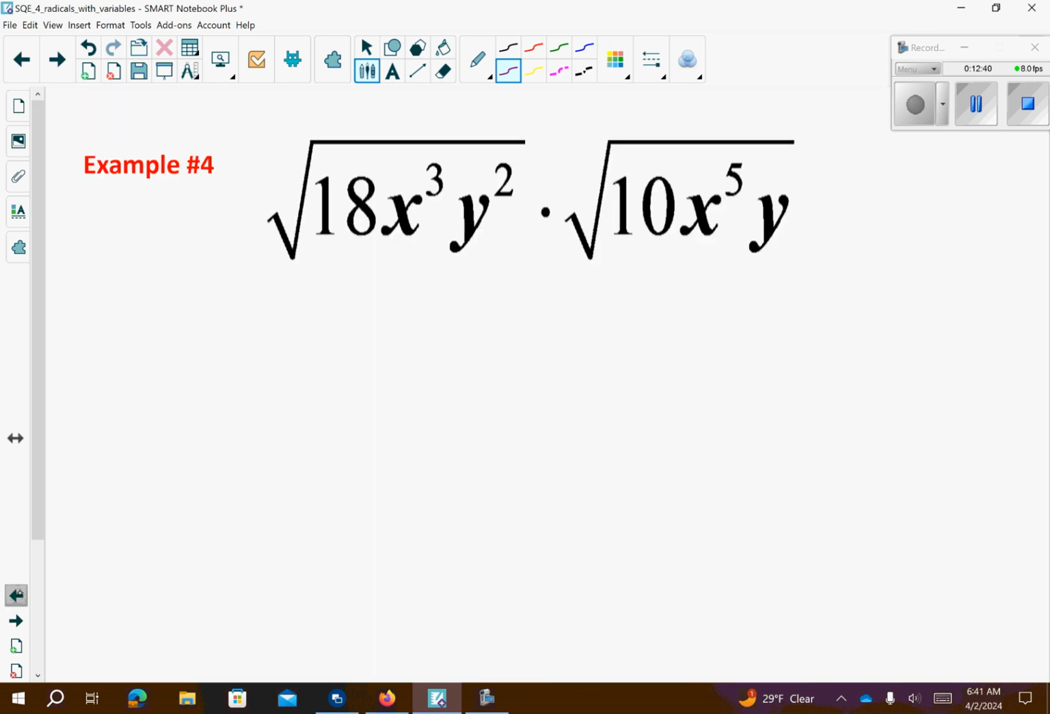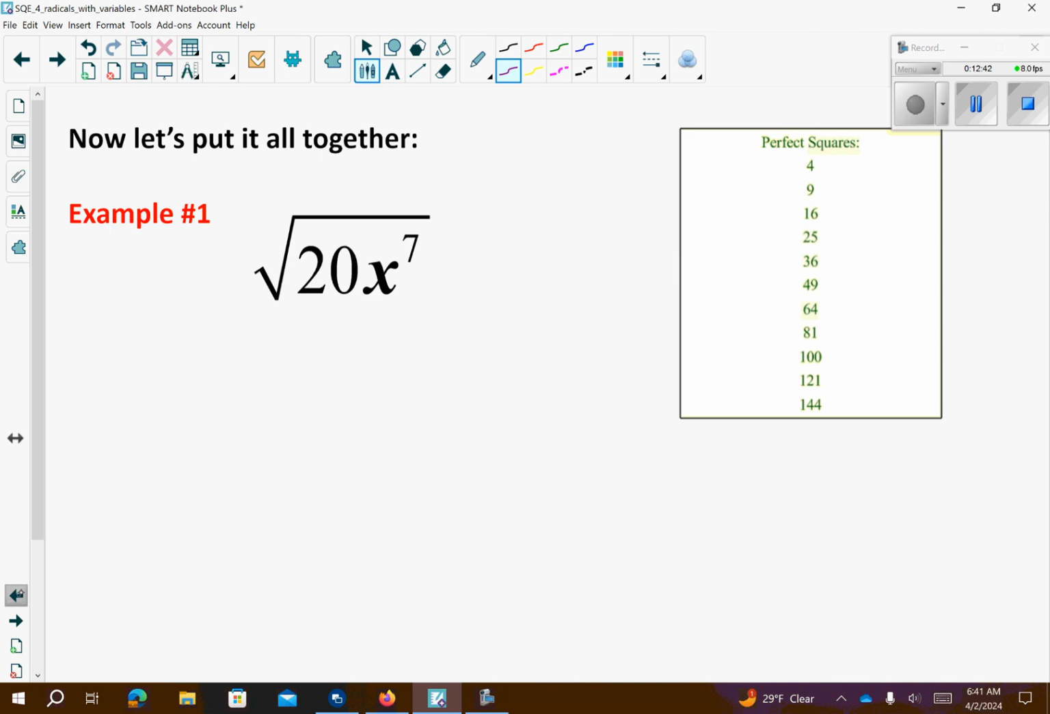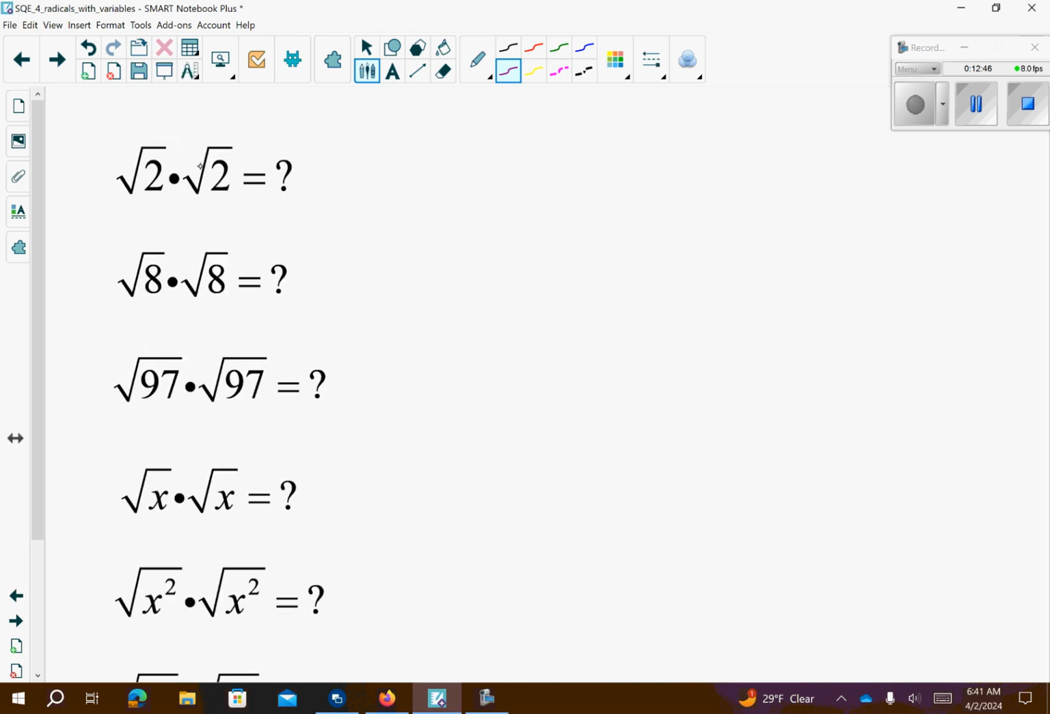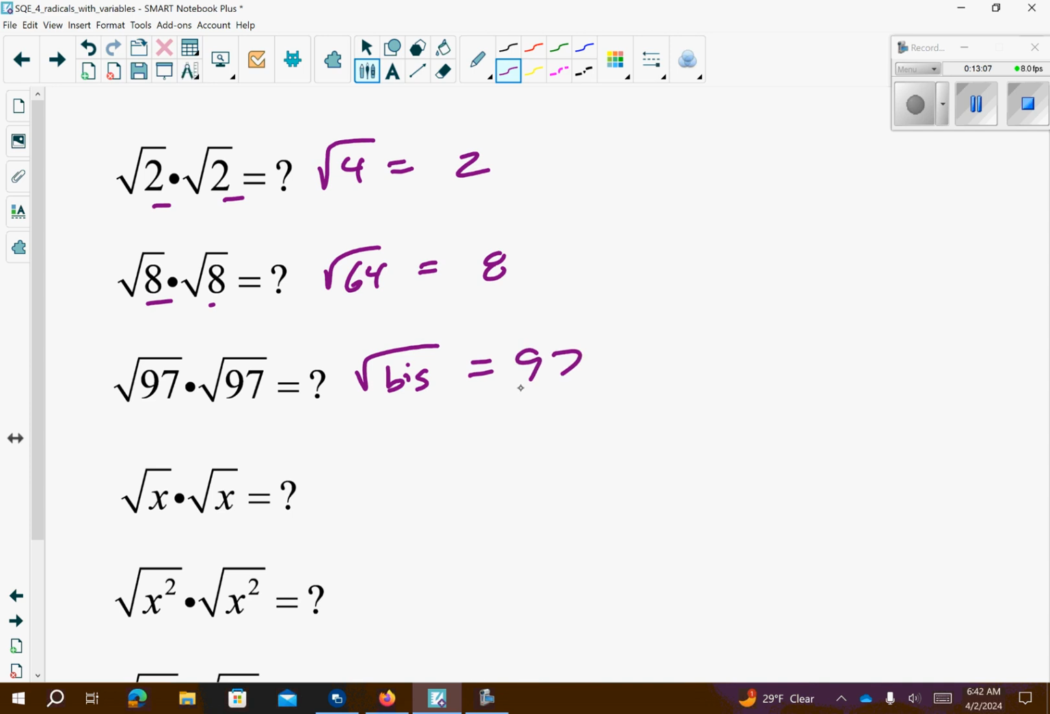Okay, so we're going to be on page 83. So I got to go backwards on these. Okay, so root 2 times root 2 is root 4. What's root 4? Yeah, it's just 2. Root 8 times root 8 is root 64. What's the square root of 64? Just 8. Notice there's no longer a perfect square. Root 97 times root 97. This is a really big number, but notice when I keep multiplying the same two numbers together, this is just going to come out to 97.